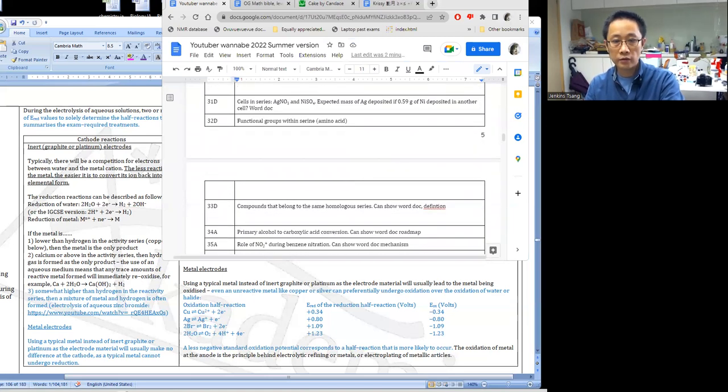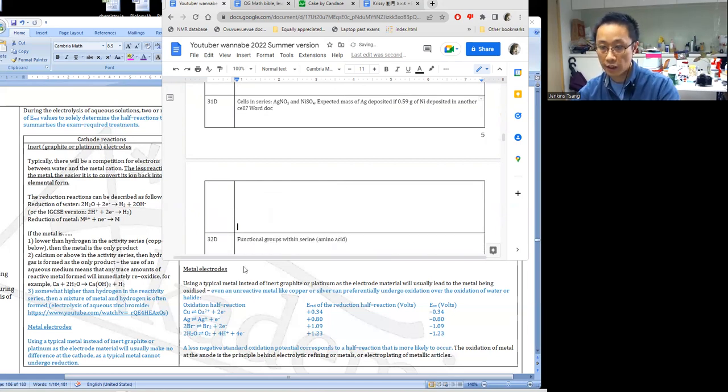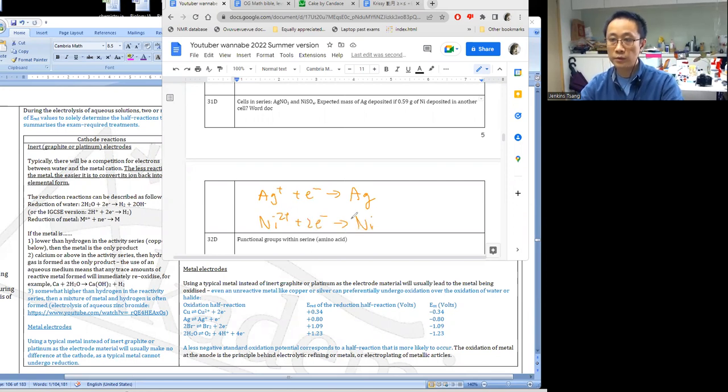Now, question 31. Cells in series: silver nitrate, not sodium, silver nitrate and nickel sulfate connected in series. When you have cells connected in series, you have to recognize that the number of electrons involved at each electrode surface will be the same. So silver is a 1 plus ion, getting reduced to become silver metal. Nickel is, clearly, 2 plus, also becoming the electrically neutral metal.